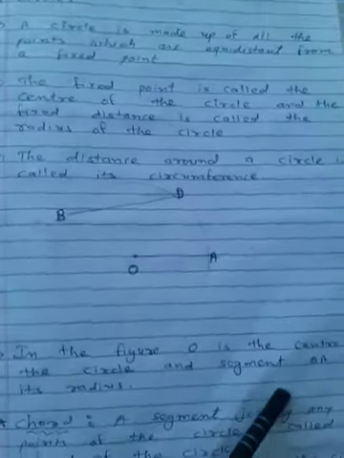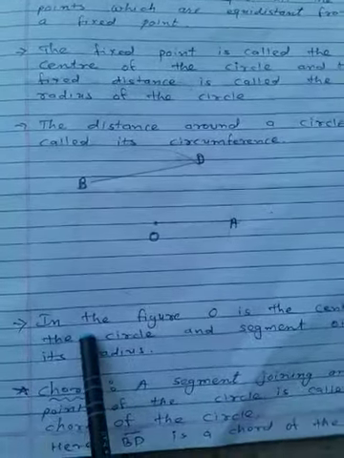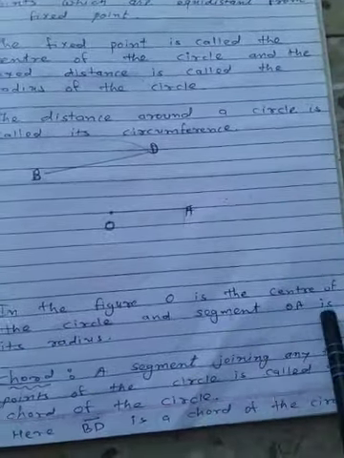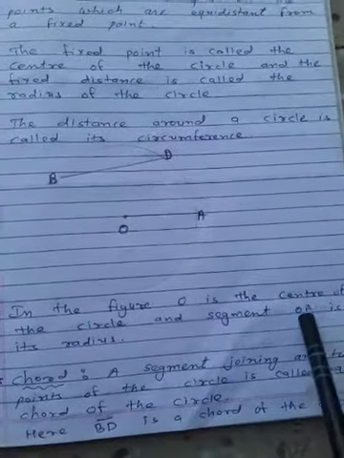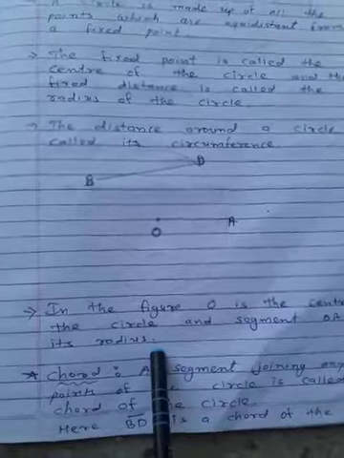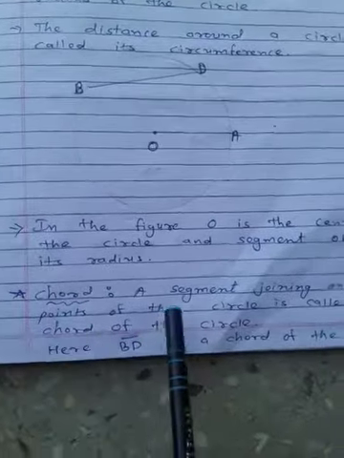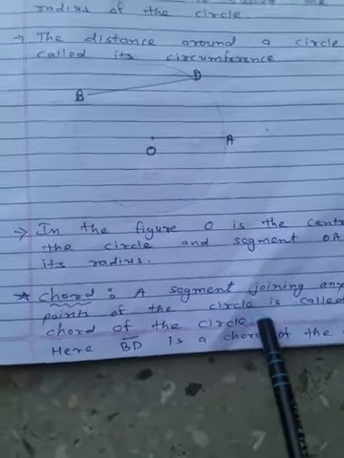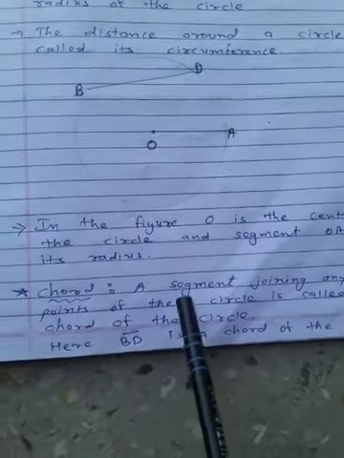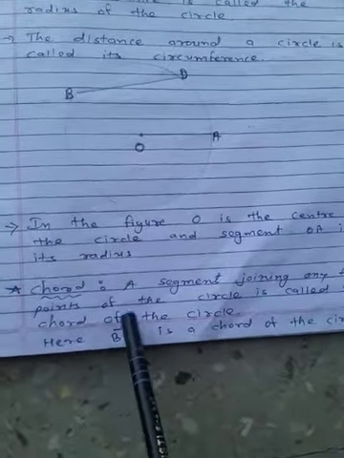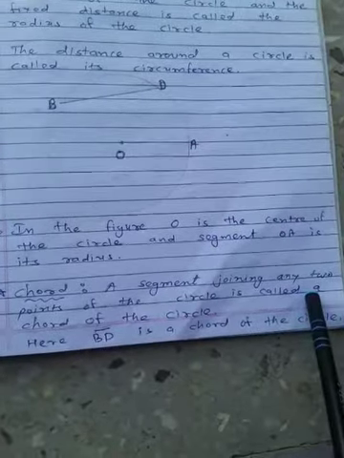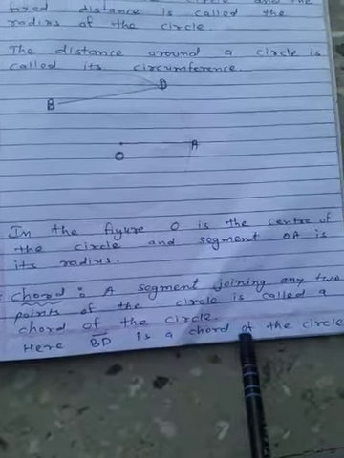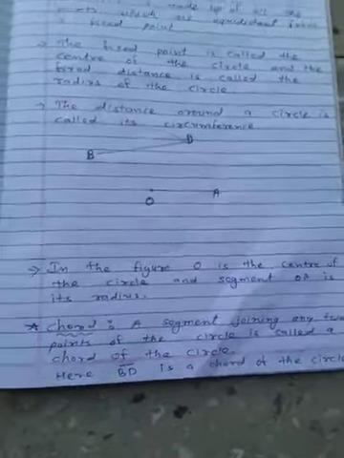See here the figure. In the figure, O is the center of the circle and segment OA is its radius. Now what is a chord? A segment joining any 2 points of the circle is called a chord of the circle. Here segment BD is a chord of the circle. Understood this point?